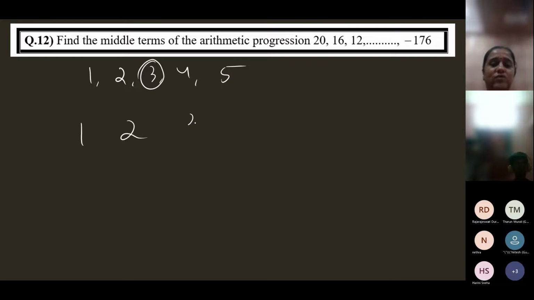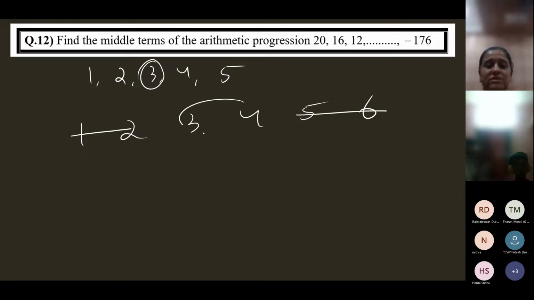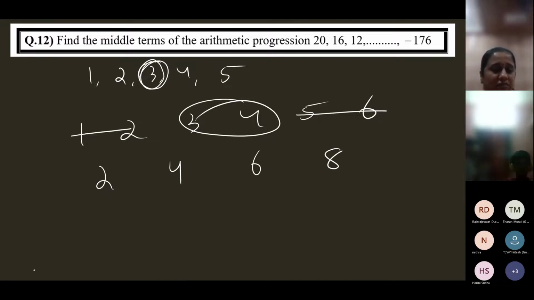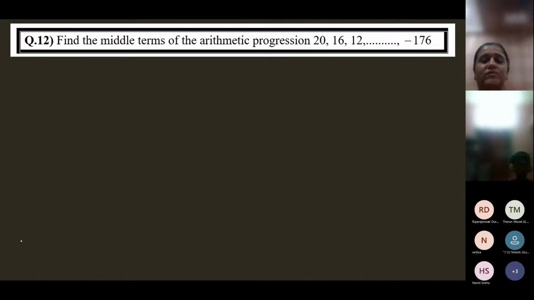But if you have 1, 2, 3, 4, 5, 6, an even number of terms, then there'll be 2 terms in the middle. It depends. If the number of terms in the AP is odd, there'll be only one middle term. If it is even, not the value like 2, 4, 6, 8, but the count of the terms: the AP has 50 terms, even. The AP has 45 terms, odd. The AP has 100 terms, even. The AP has 101 terms, odd.